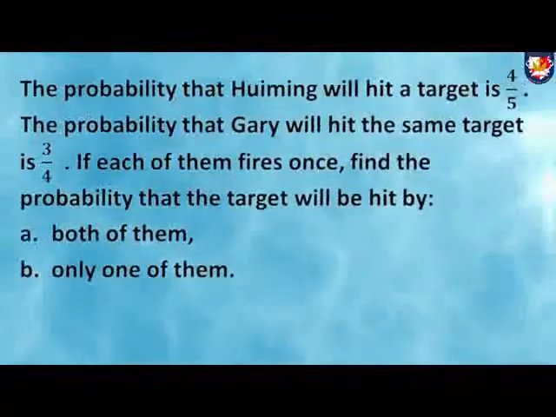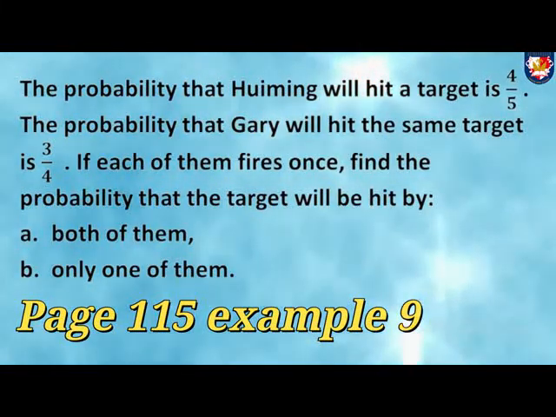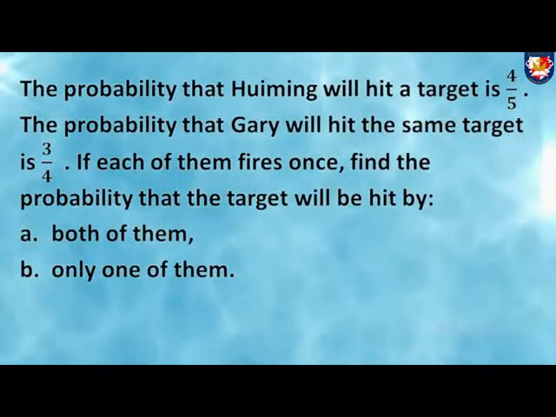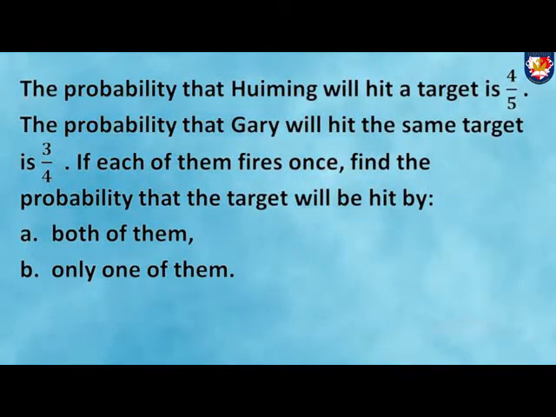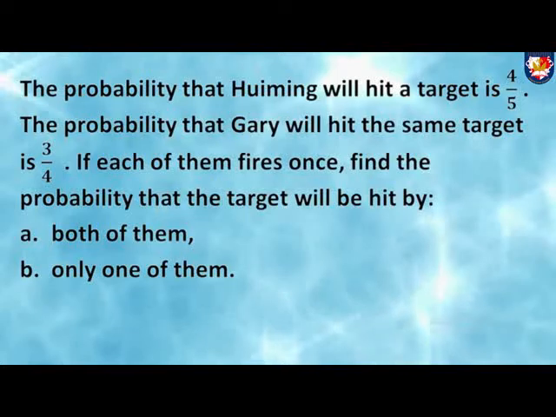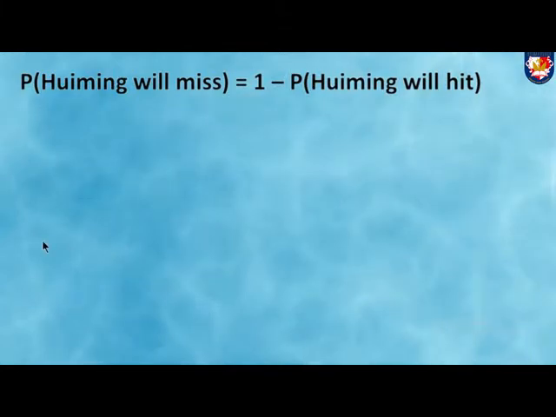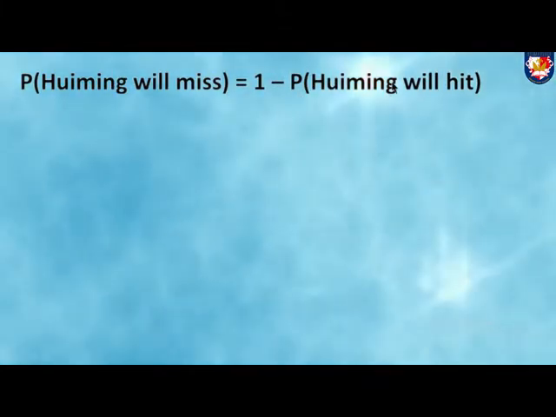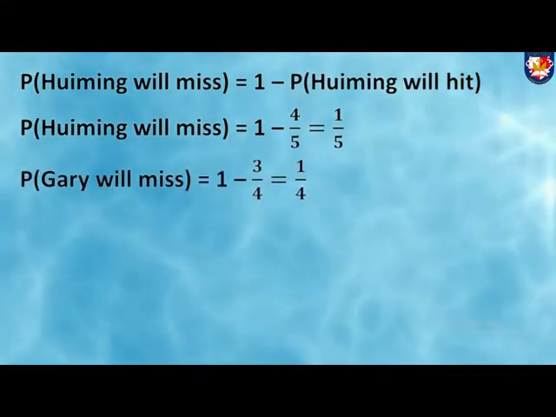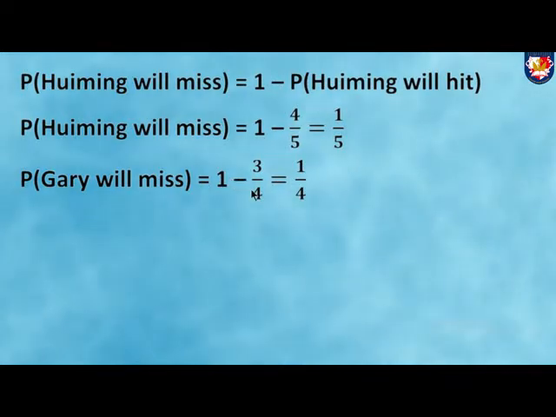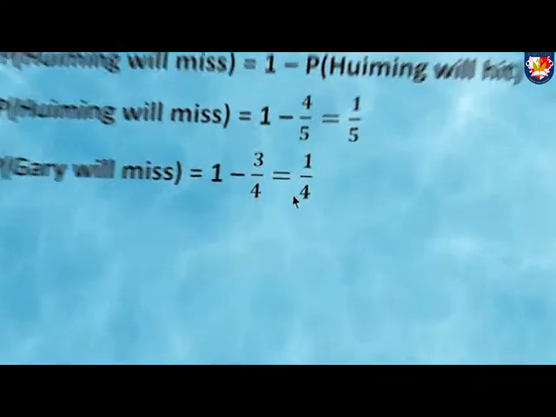Next example. The probability that Xiuming will hit a target is 4 per 5. The probability that Gary will hit the same target is 3 per 4. If each of them fires once, find the probability that the target will be hit by both of them and only one of them. The probability of Xiuming missing the target is 1 minus the probability Xiuming will hit the target, which is 1 per 5. The probability of Gary missing the target is 1 minus the probability Gary will hit the target, so equal to 1 per 4.